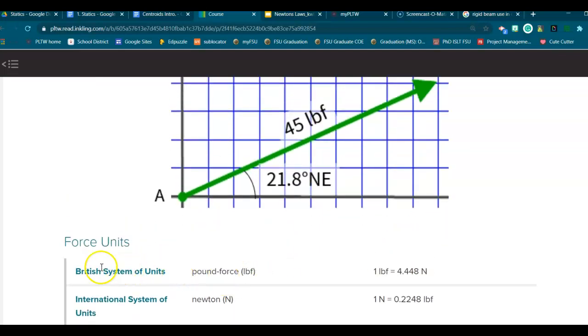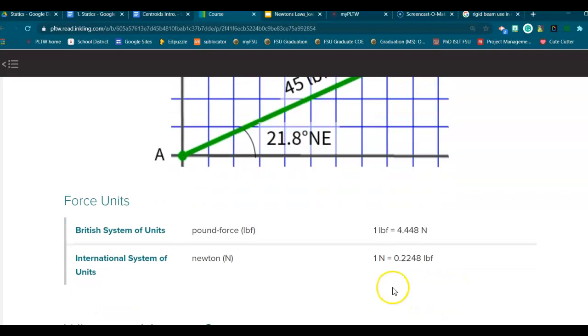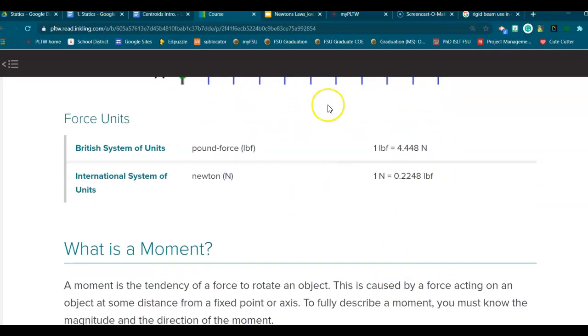So for units, Project Lead the Way stays with our pound force units, or the British system of units. We can say that 1 pound of force is equal to 4.448 newtons. And in the international system of units, we could say 1 newton is equal to 0.2248 pound force. And you'll have this on your keys for your exam, so you don't have to memorize that, but you know where you can find it.